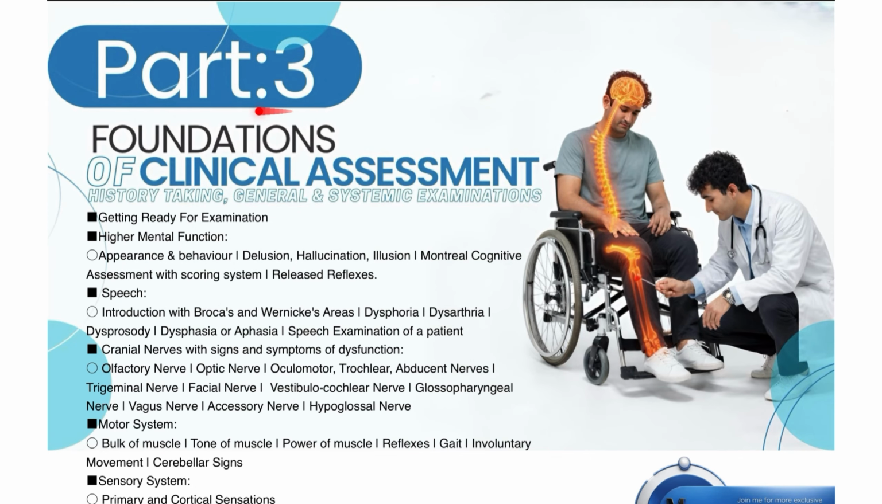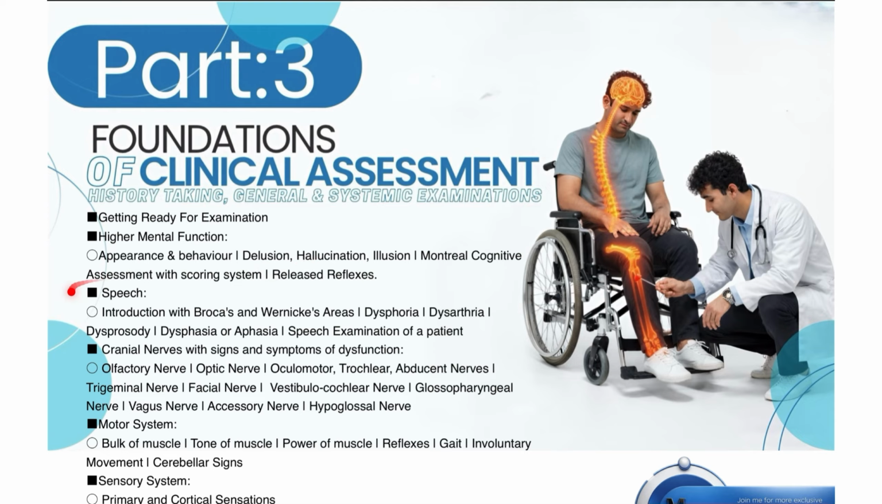Part 3 of the course Foundations of Clinical Assessment, in which we will learn about history taking, general and systemic examination. In this part, we learn about CNS examination. First, we get ready for CNS examination. Then we follow a logical sequence in our examinations. First, higher mental function examination. Underneath, we will learn about the appearance and behavior of the patient, delusion, hallucination, and illusion. And then we calculate Montreal Cognitive Assessment score, and then some of the primitive or released reflexes.